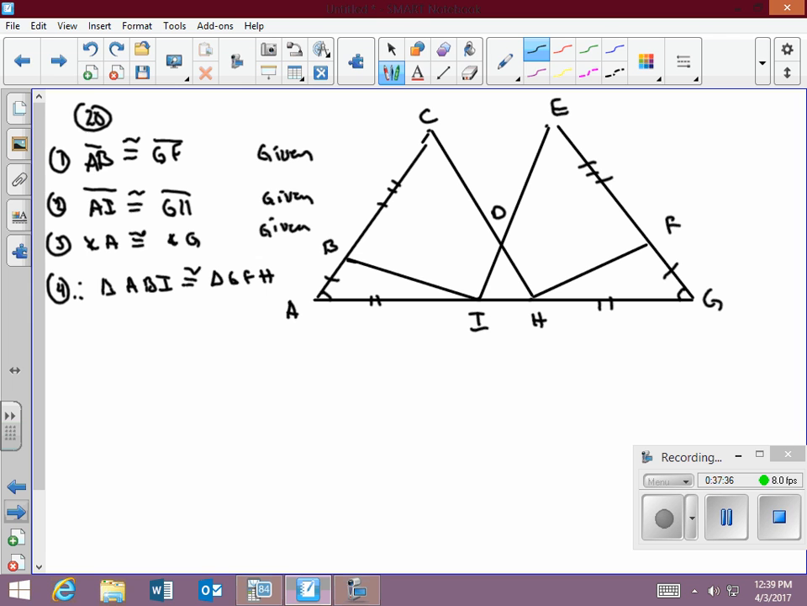And this would be side angle side. So that's one triangle. Now, Toby, you said the other triangle. What you wanted to do is you were talking about this triangle here, and then this triangle right here.